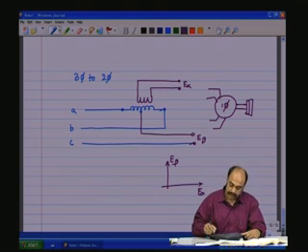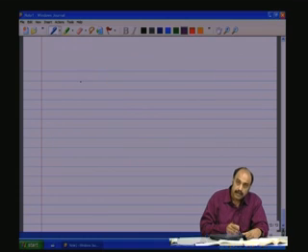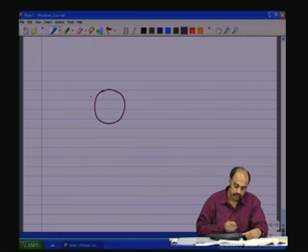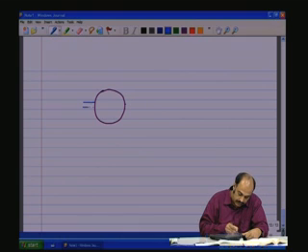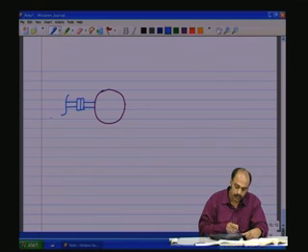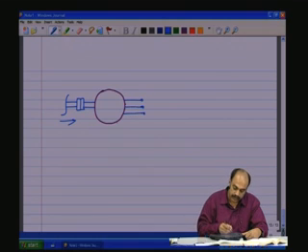A third application would be an induction motor operated as a generator. So let us have the prime mover on this side coupled to the induction motor. So you have the flow of energy on this side, and then we have the three phase output power.